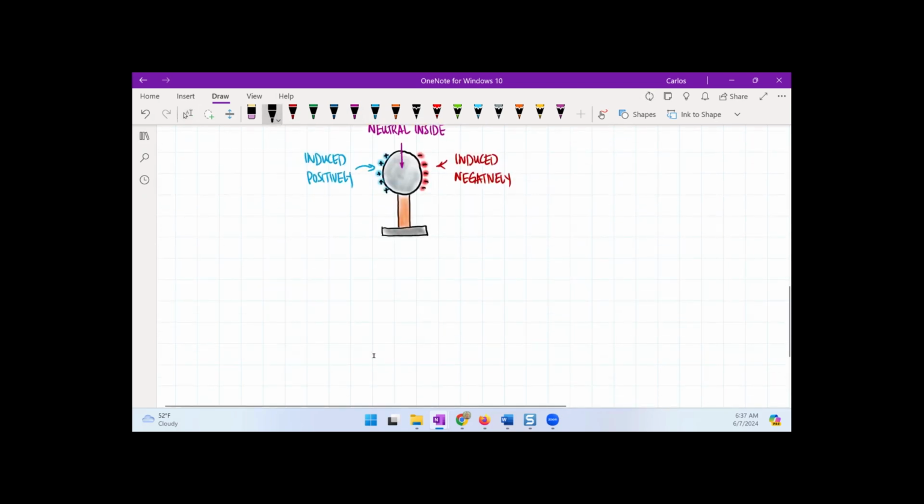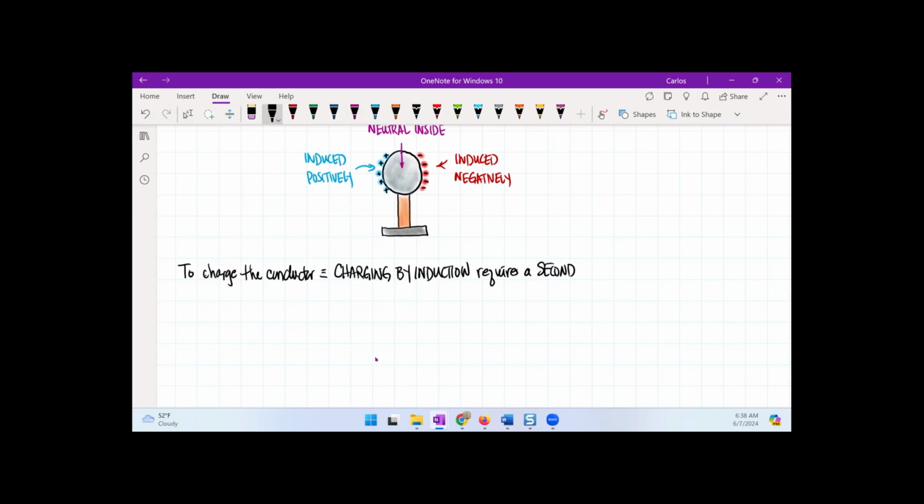Now what we want to do is to charge the conductor, which is defined as charging by induction, requires a second, what I call a second grounding conductor.